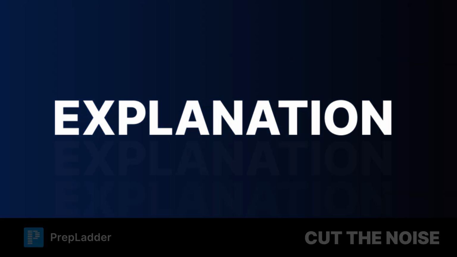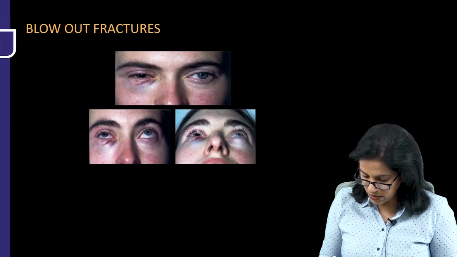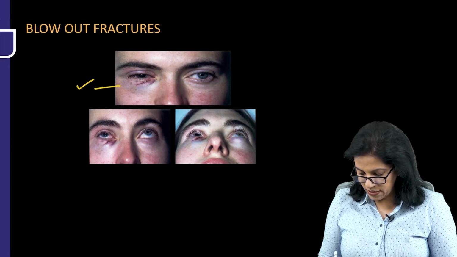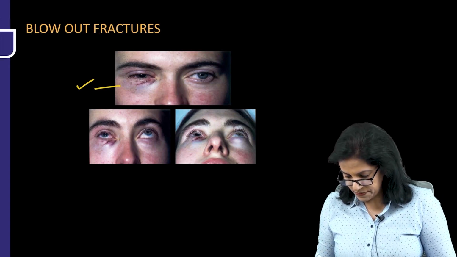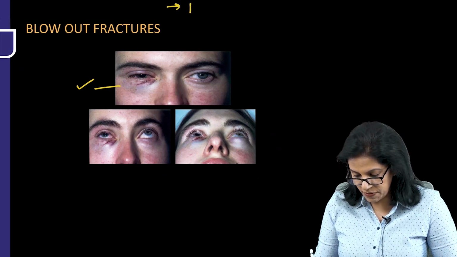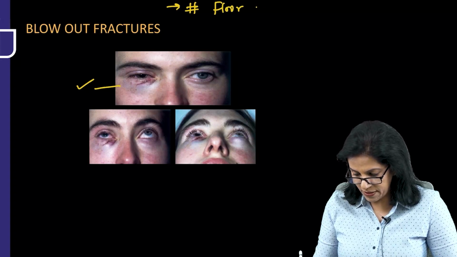Here's the explanation. Let's write the points here. Can you see here? This patient has got a blunt trauma in the right eye, because of which, what are the things and features we can see here? So first of all, what are blowout fractures? Number 1 point, fracture of the floor due to blunt trauma.